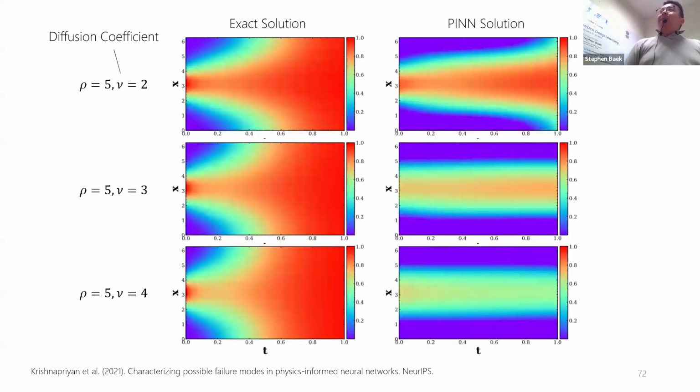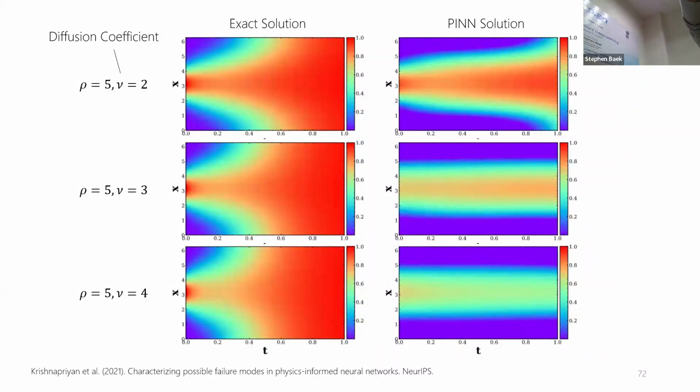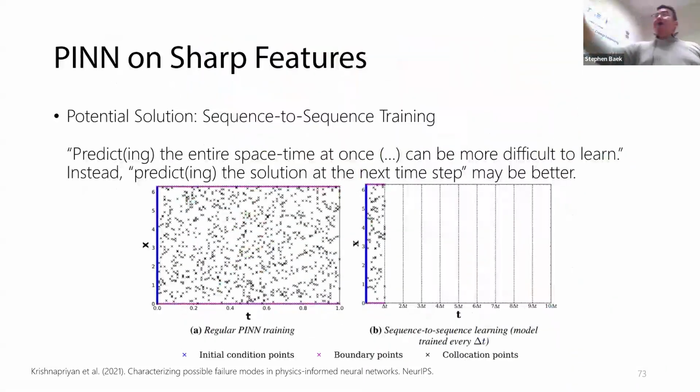Those sharp features, obviously, if you have a uniform sampling of collocation points, you're going to lose quite a bit, versus when you sample the collocation points, you can have more collocation points near those sharp regimes, right? And in that way, you can improve the prediction accuracy of PINN. And oftentimes the adaptive sampling and the sequence to sequence training happen together.